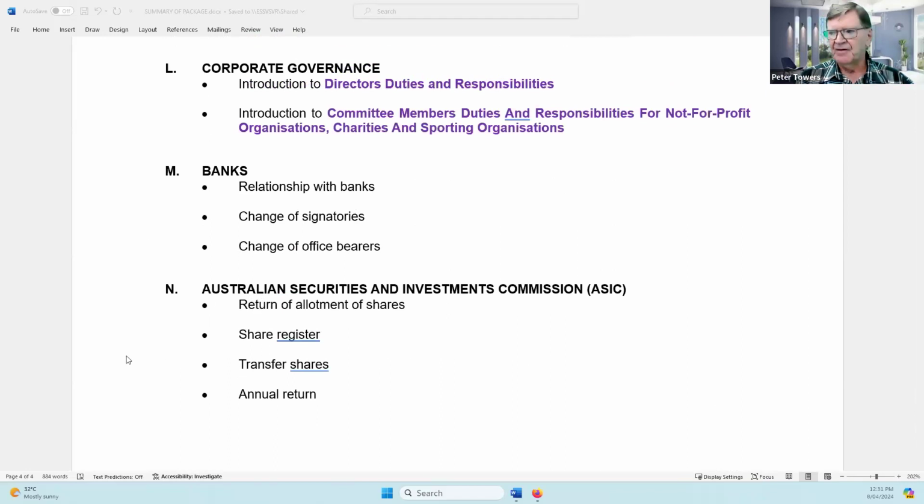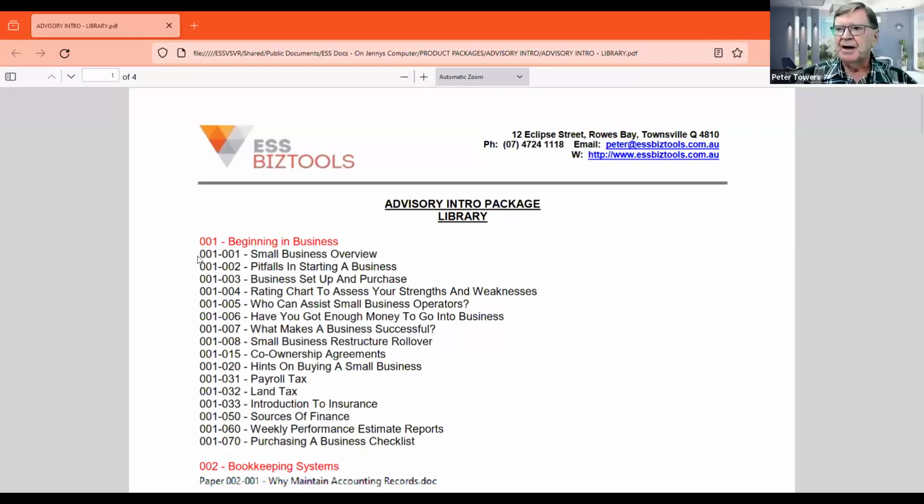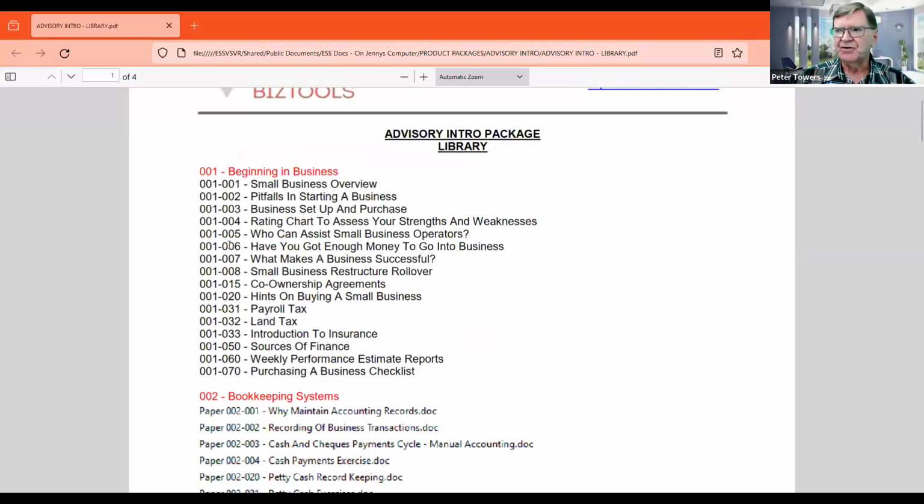Now, I'm just going to switch the screen, so now we have the advisory intro package library on the screen that you can see.